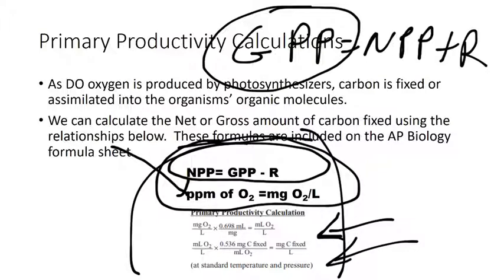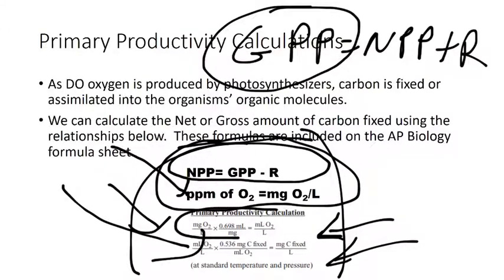So let's say we've calculated a gross primary productivity, and we've got that calculation in terms of milligrams of oxygen per liter. We can then take these two equations down here at the bottom of the screen. We can first run our number through the top equation. That top equation essentially converts milligrams of oxygen per liter of water to milliliters of oxygen per liter of water. So it's a conversion factor. Then we're going to take that answer and plug it into the second equation.